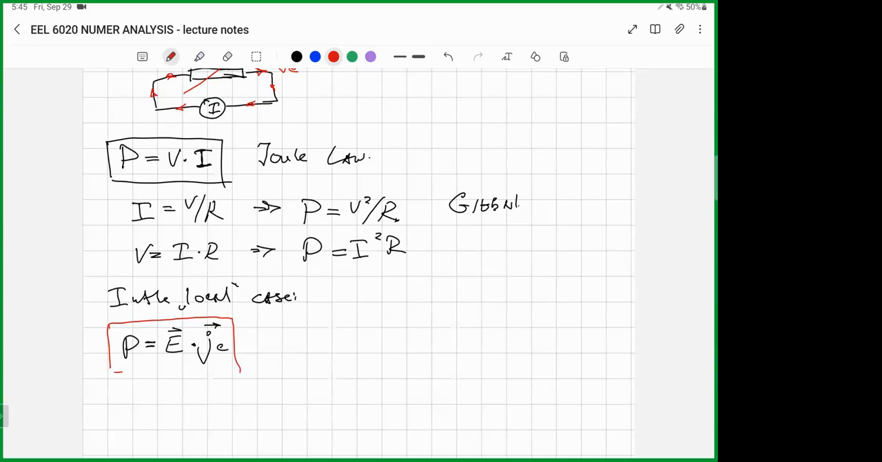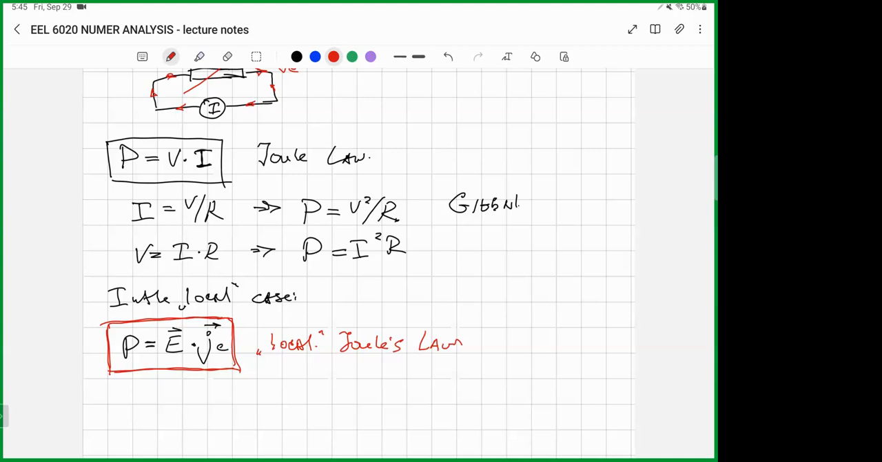Joule's law, or local Joule law, which allows us to calculate the power dissipated in a particular area of the conductor.